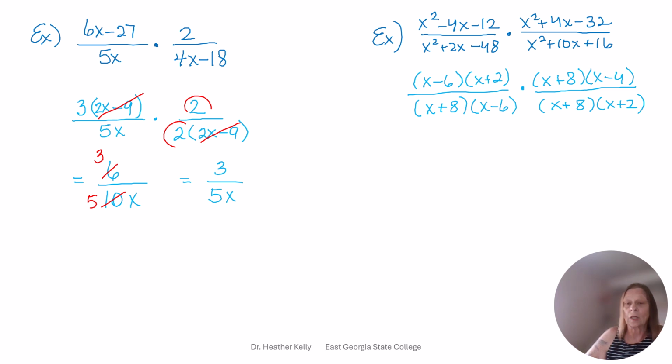Now, when you cancel, you can only do 1 for 1. So let's just start killing them off. I like canceling the stuff here. So our x minus 6 cancels with this x minus 6. This x plus 8 can cancel with this x plus 8. This x plus 2 cancels with this x plus 2. And our final answer is what's left, which is x minus 4 over x plus 8.